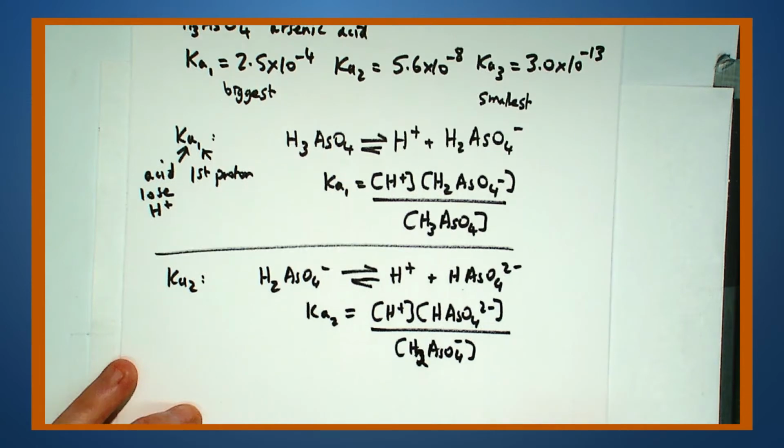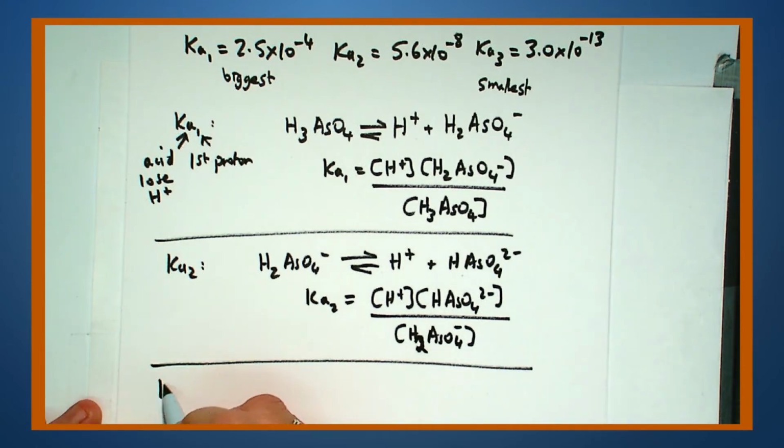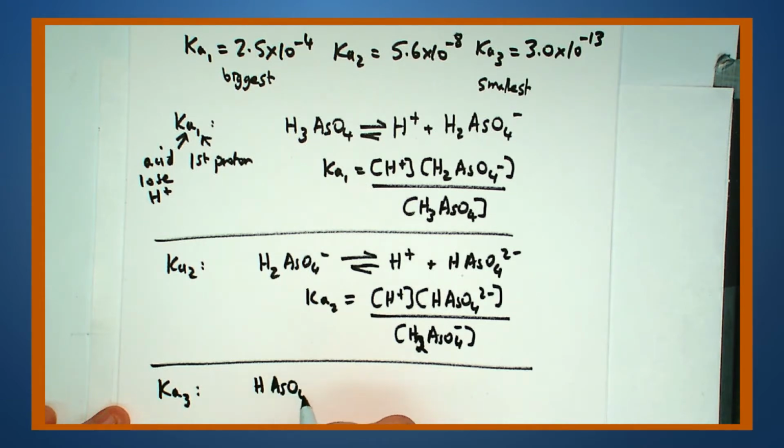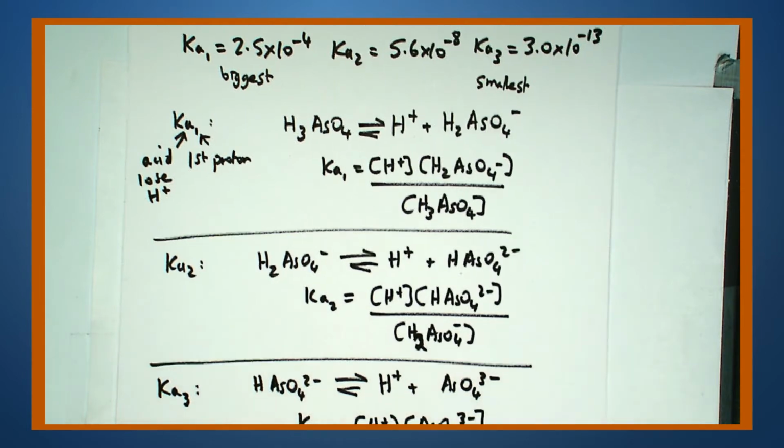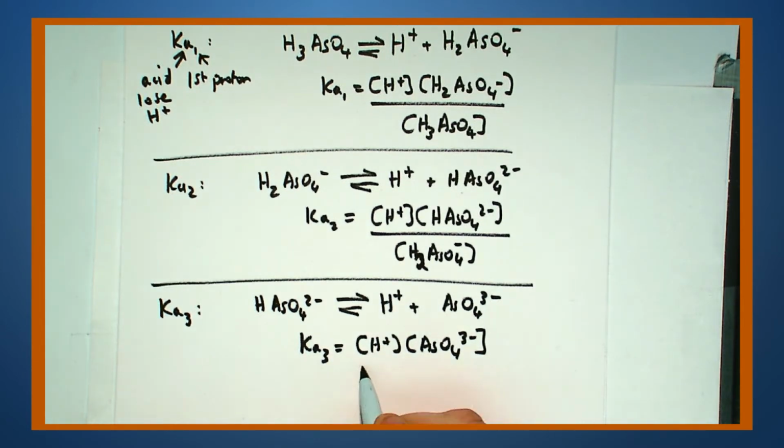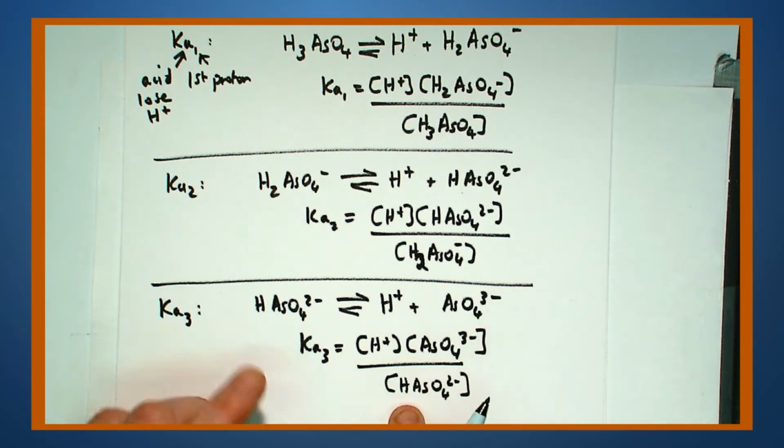And then we'll have our third step, and that's where we'll end up with the fully naked ion where we've lost everything. Starting with this hydrogen arsenate ion, we're going to lose the third proton, and now we're just going to have AsO4 3 minus, the arsenate ion. So here we go, Ka3: that's H plus times AsO4 3 minus, and on the bottom, HAsO4 2 minus.